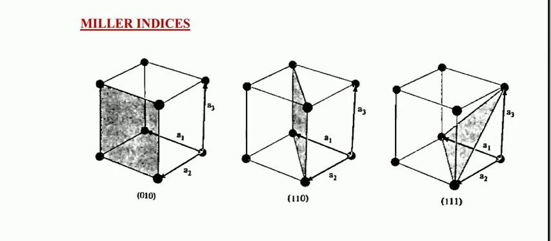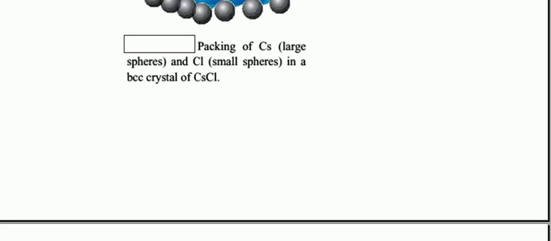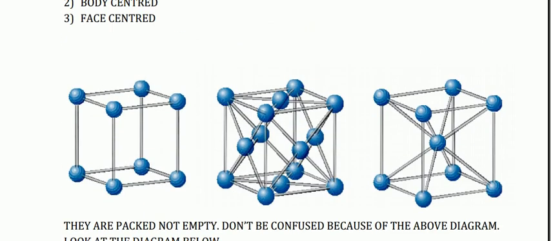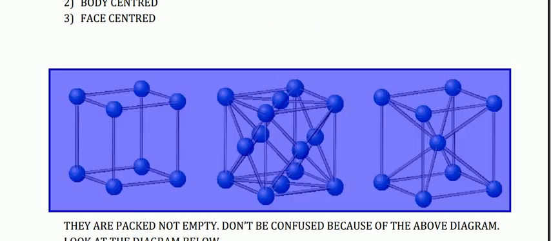Now we'll come to the next discussion called Miller indices. But before that, we need to discuss a bit more on these 3 diagrams. So what are the things that we need to discuss based on the diagram? We will now discuss the terms atomic radius, number of atoms per unit cell, and the packing fraction. These are the 3 important things that we will discuss in the next lecture.